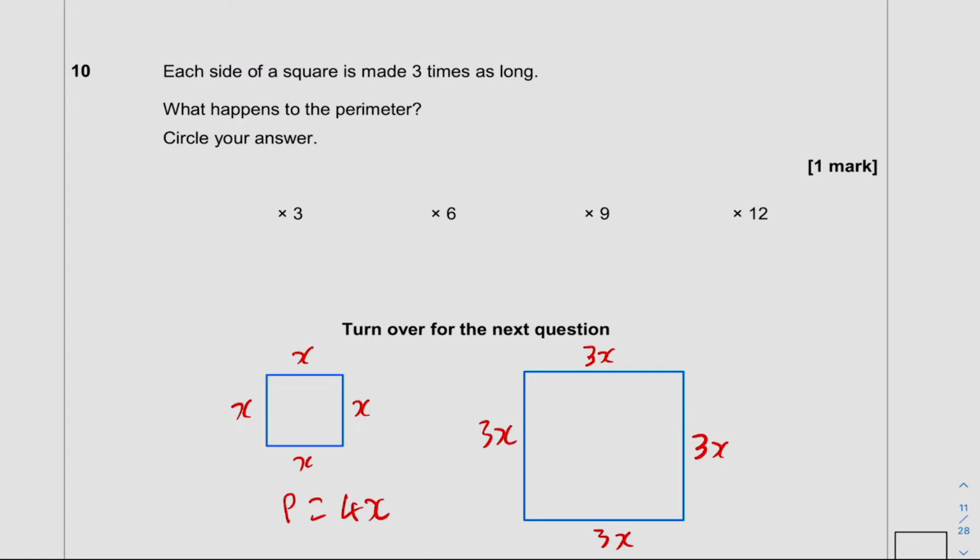And then the perimeter for this is 3 plus 3 plus 3 plus 3x, so that is equal to 12x. And we can see that our 12x from the new square divided by our 4x from the old square is equal to 3, so it's 3 times the length in terms of perimeter.